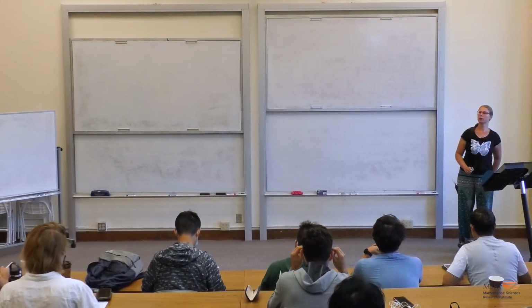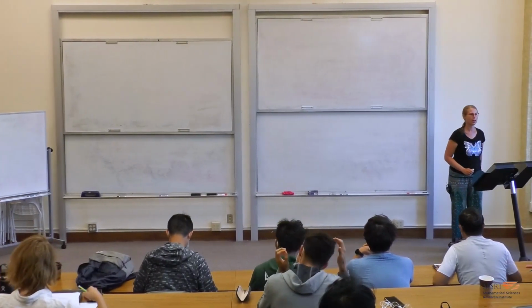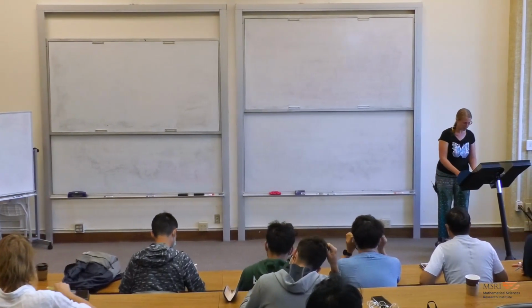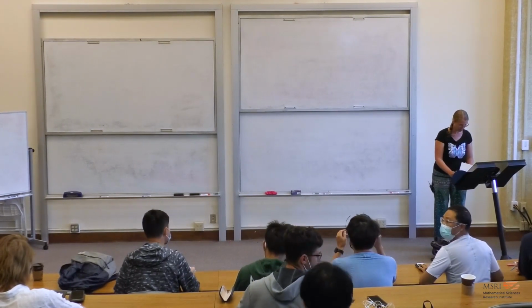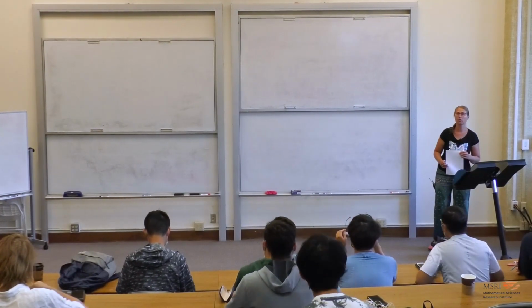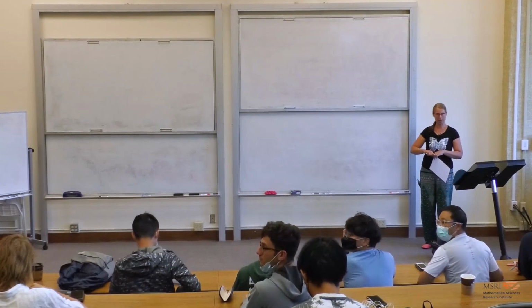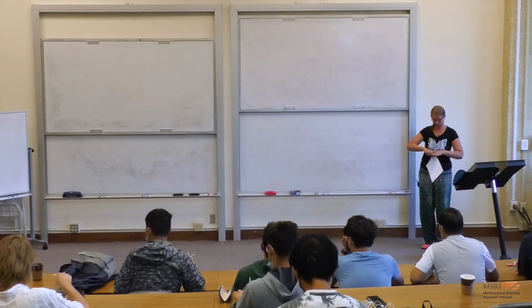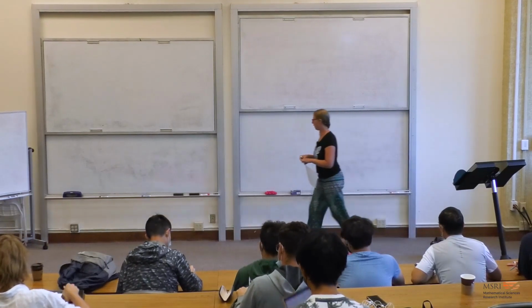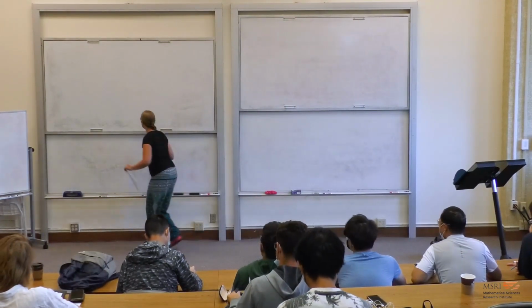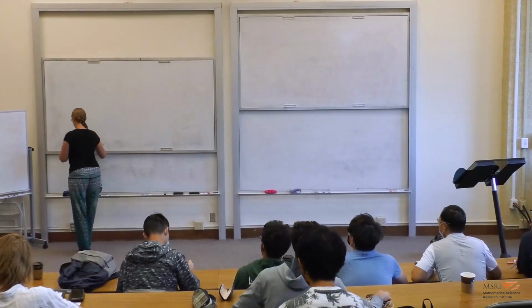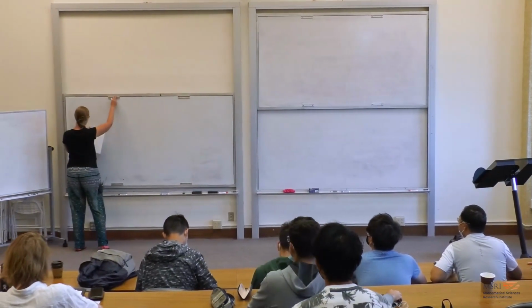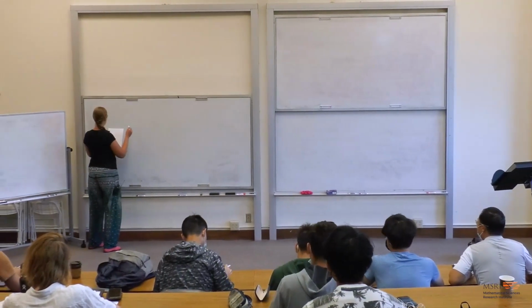So as Dhruv promised you yesterday, I'm going to embed the tropical M0,n today and show you that it actually is a balanced fan. And in order to embed the M0,n trop, we use the distance function.